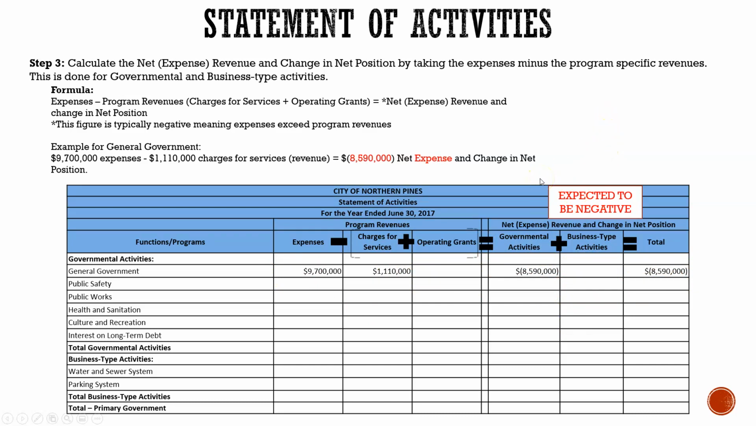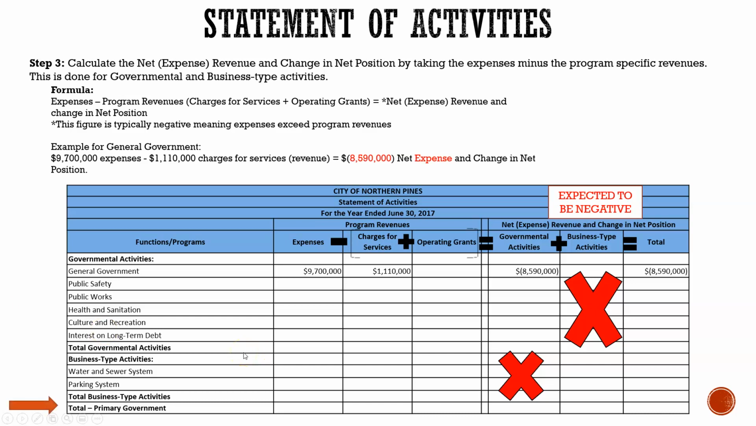So one thing I want to note for you is that public safety, public works, health and sanitation, culture and recreation, interest on long-term debt, none of them, when you are going through, are going to have any business type activities amounts associated with them, right? Those are all governmental activities. So the logic stands to reason you're not going to have any business type activities associated with your governmental activities. And then the same thing goes for your business type activities, right? You're not going to have any governmental activities associated with your business types like your utilities or your parking system, okay?